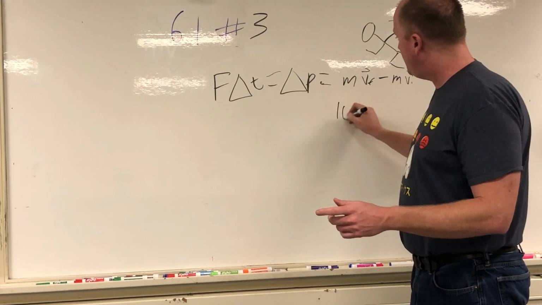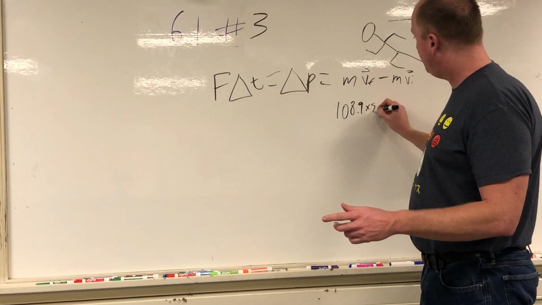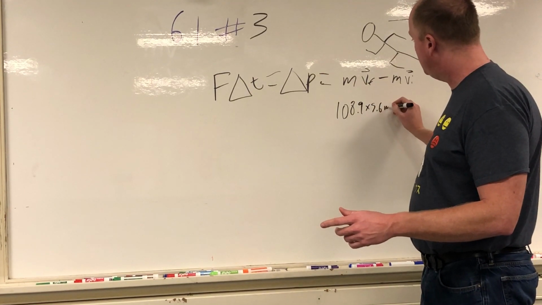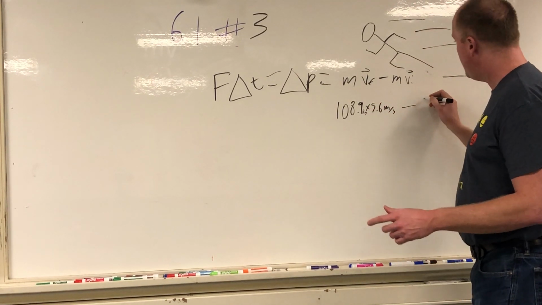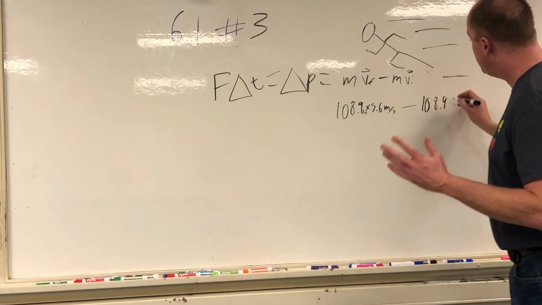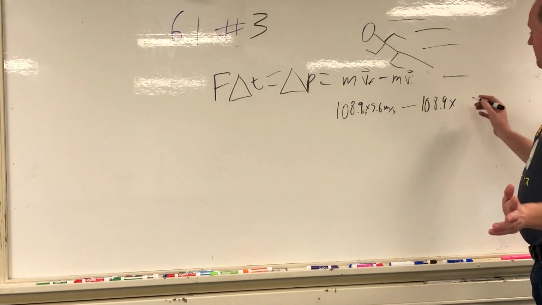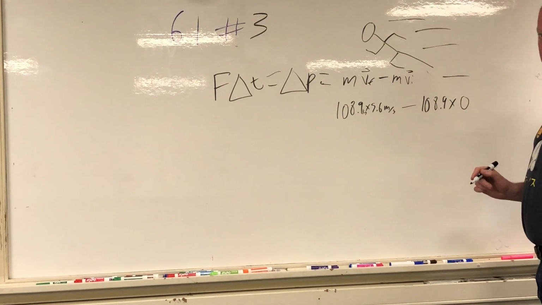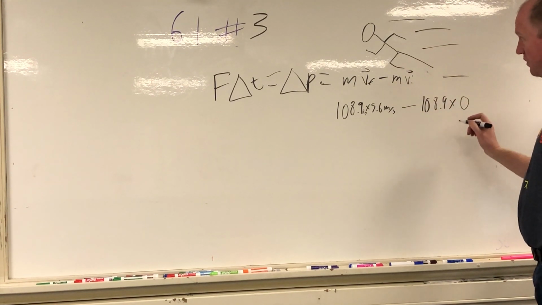In my case, my mass is 108.9 kg. My final velocity is 5.6 meters per second. My mass when I started was also 108.9 kg, but if I'm starting from a dead stop, what's my initial velocity? Well, it's 0, isn't it? Which means this whole thing is equal to 0.